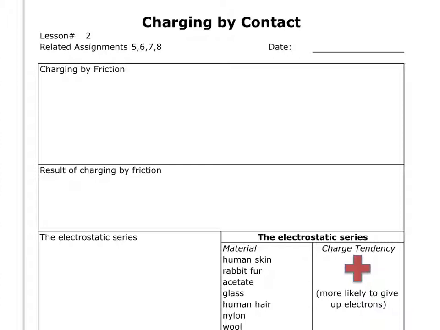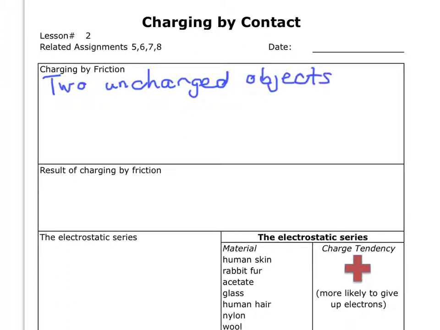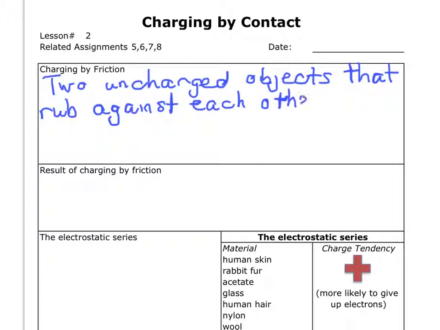And so charging by friction, of course, is when you have two uncharged objects that rub against each other. That would cause friction. But when you create an electric charge by friction, it turns out that one of the objects takes electrons away from the other one.